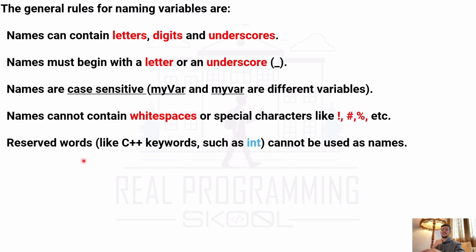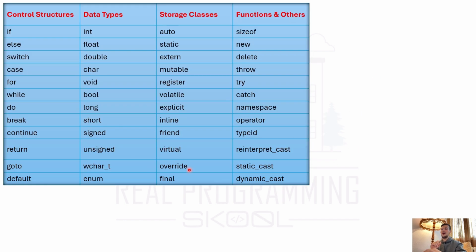Reserved words, like C++ keywords such as integer, cannot be used as names. You cannot use reserved words like data type names, for example integer, float, double, boolean, as your variable names. These are reserved by the programming language itself, so you cannot use them. And this is the table of some reserved words in C++.